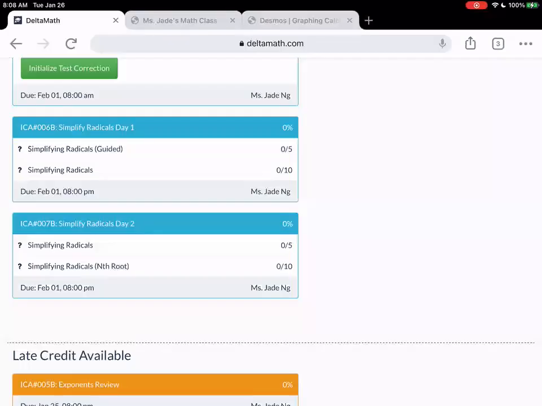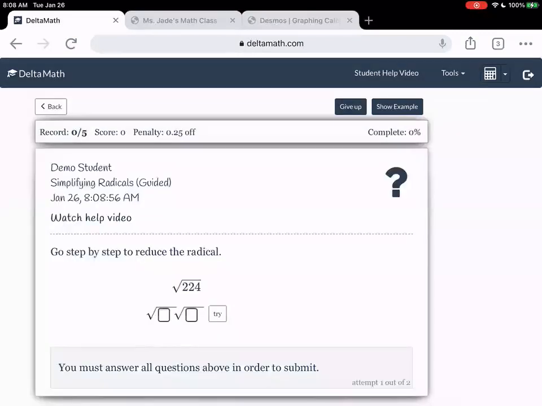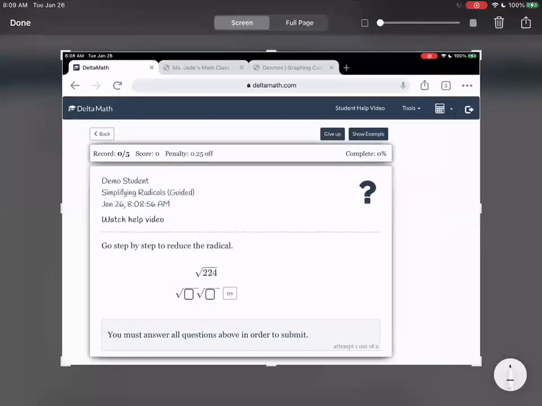So starting with the first category in Simplify Radicals Day 1, we have Simplifying Radicals Guided. So it's a guided practice. Once it loads, I will get started. Okay, cool. So I'm going to screenshot this first because I just want to have a place to write, but I don't think I'll need to write that much today.